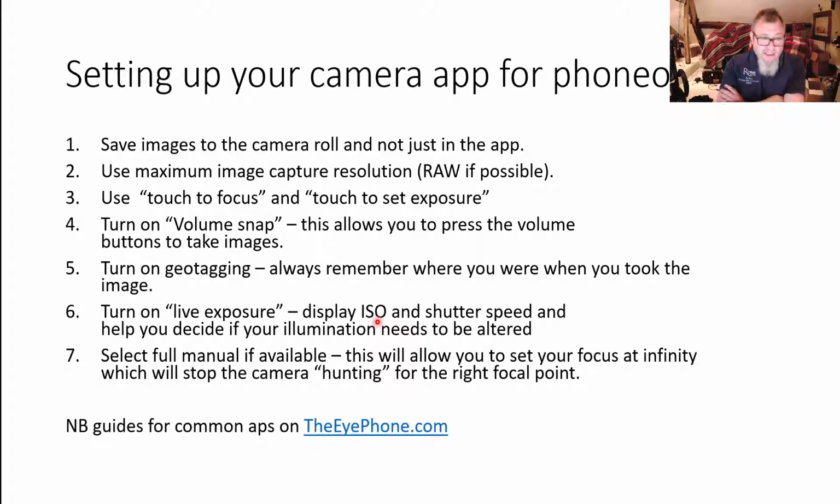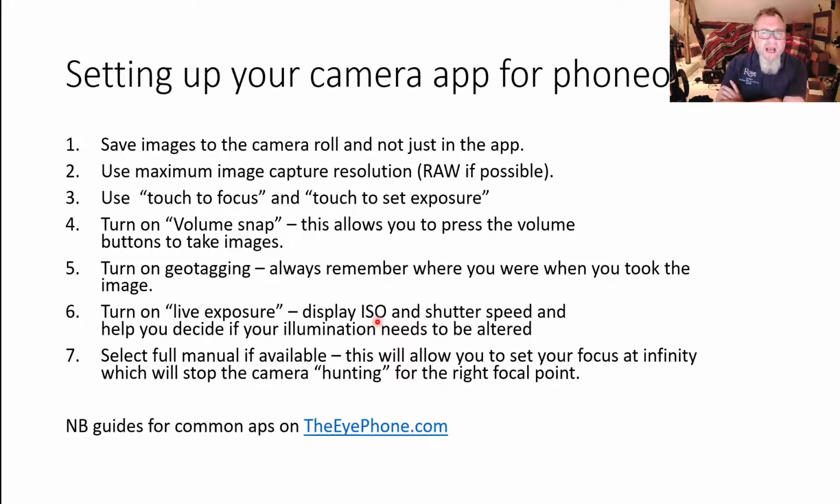Most camera apps have either touch to focus or touch to set exposure, where you tap the screen either to focus but also to show it where you want to expose. So learn how to use those. Volume snap is available on most camera apps. That means you use the up or down volume switches to take a picture rather than just the button on the screen.